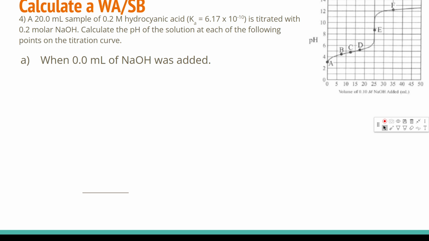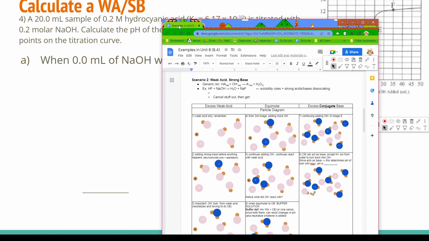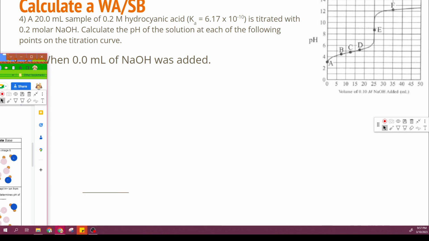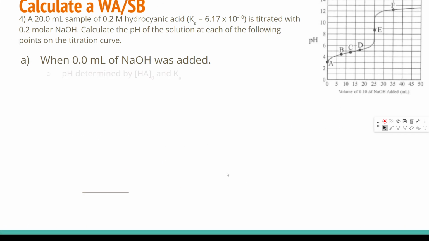And so if you remember from our pictures on 8.4, we currently only have the weak acid. So we have this weak acid in the flask. And so if I go back to 8.4, we're in this situation. Okay? And so as a reminder for 8.4, this situation right over here, we only have weak acid. So there's only a few of the weak acids that ionize, right? And so the pH is going to be based off the concentration of the weak acid and its Ka value.